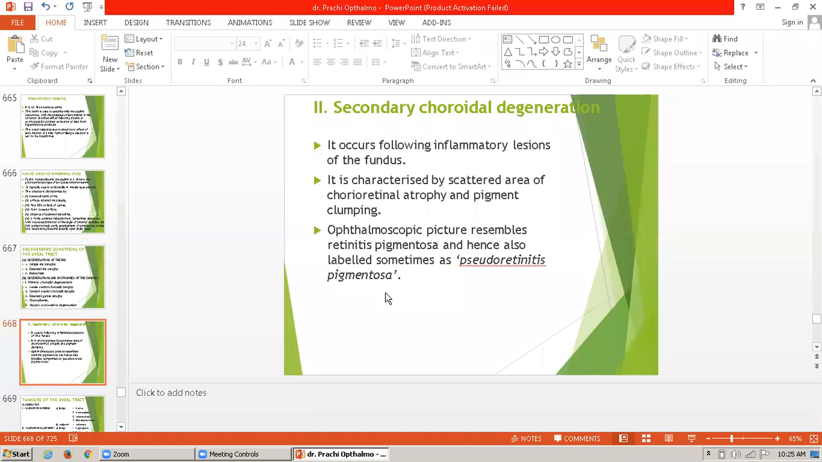So, the secondary choroidal degeneration occurs following inflammatory lesions of the fundus. There is an inflammation of the fundus which is characterized by the scattered area of choroidoretinal atrophy and the pigment clumping. So, in this, the ophthalmoscopic picture resembles retinitis pigmentosa, and hence also labeled sometimes as a pseudo-retinitis pigmentosa.